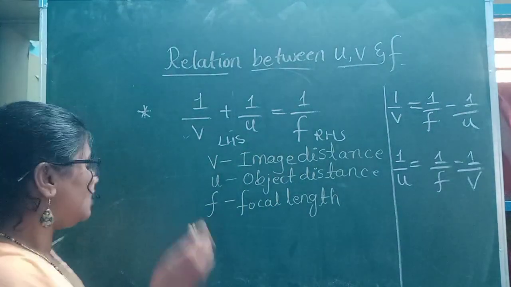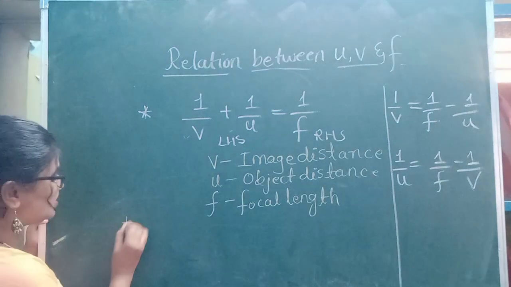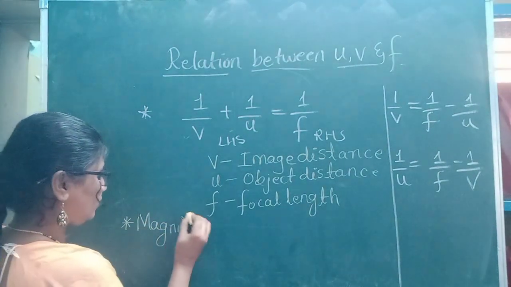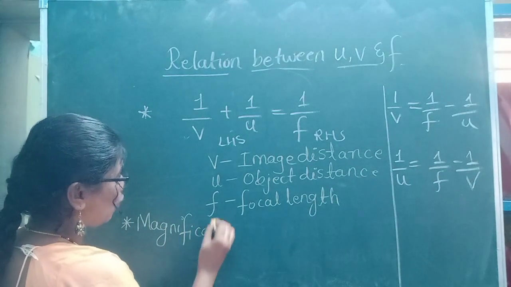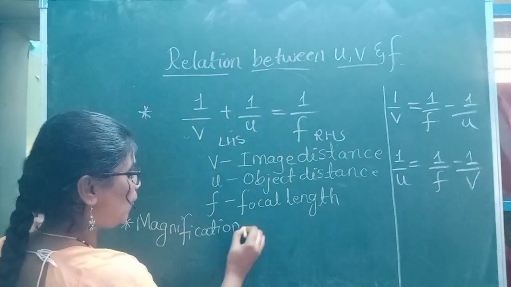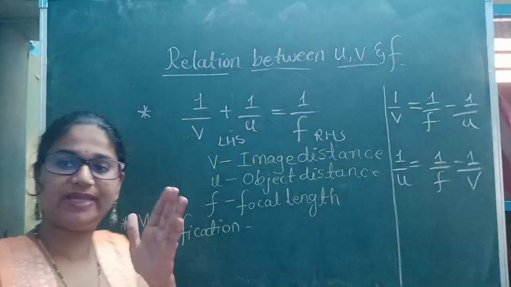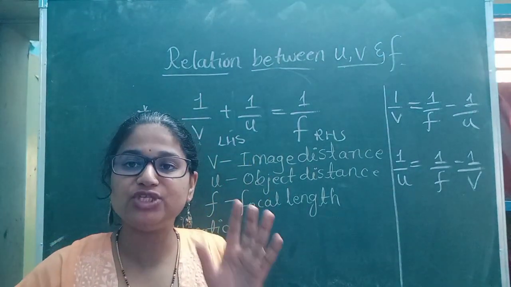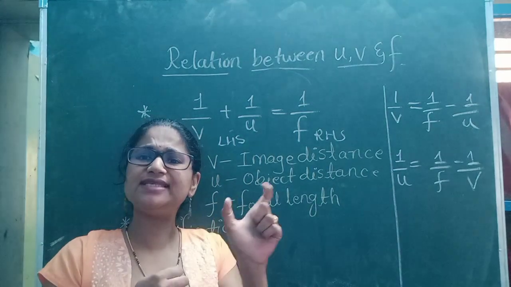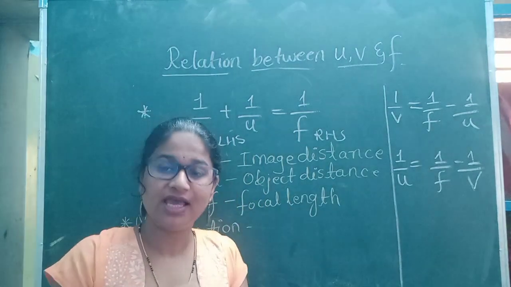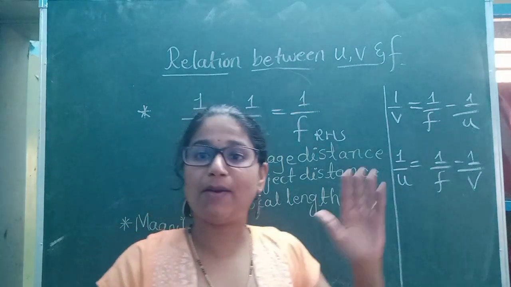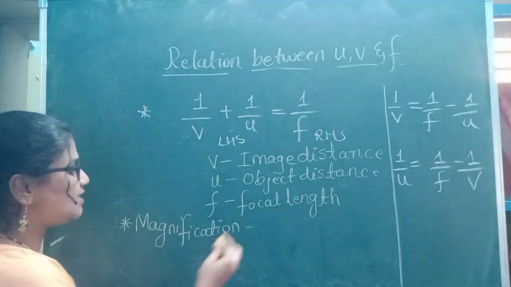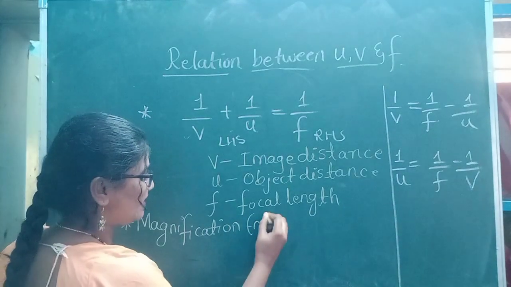Next, in the last session I discussed one of the cases where we place an object near to the pole of a spherical mirror, a concave mirror, so we got the image which is magnified. What does magnified mean? It means larger in size compared to the object. The magnification is denoted by the letter M.